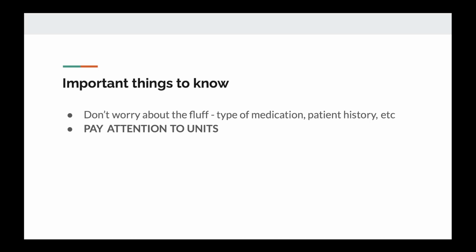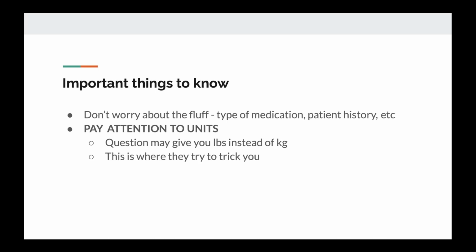Another thing where they are trying to trick you is that you should be paying very close attention to the units in the question. Sometimes they'll give you something like, oh, this is a weight-based question, and the patient weighs 37 pounds. But in terms of medication dosing, we only calculate in kilograms. So they'll give you pounds to throw you off and trick you into skipping a step and then getting the question wrong. This is the only part where they will try to trick you. So you have to pay very close attention to units.